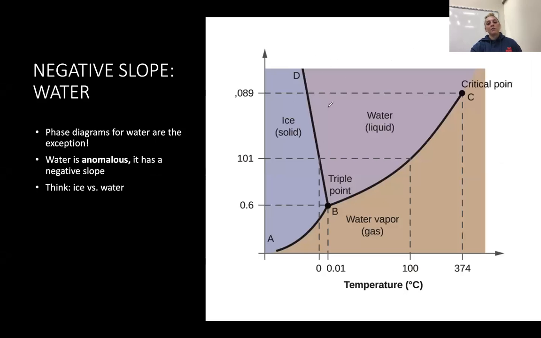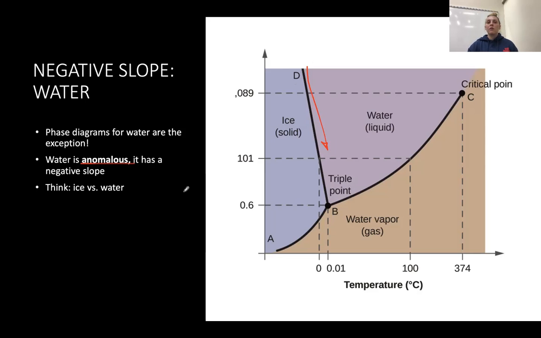Next, we have that negative slope. This is the one exception. Like I said, most of the phase diagrams are going to have a positive slope, unless it's a phase diagram for water. This is the one exception. Water has a negative slope. Water is anomalous. Basically, it just means it's the exception because it has that negative slope. So it slopes left because the liquid phase is actually more dense than the solid phase. If you remember from the previous slide, it's obviously opposite, which is why one is positive, one is negative.